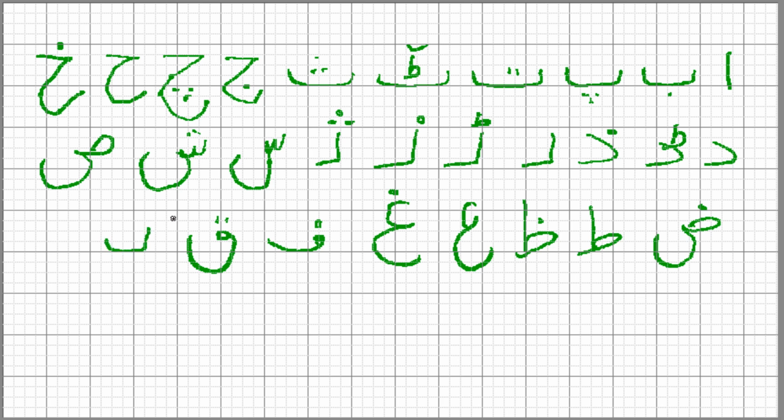Kaf is written like this, and Gaf is written like this. Then we have Lam. We write it like this. Meem. Noon. If we don't put a dot in the big half circle, then it's Lam-like without the dot.